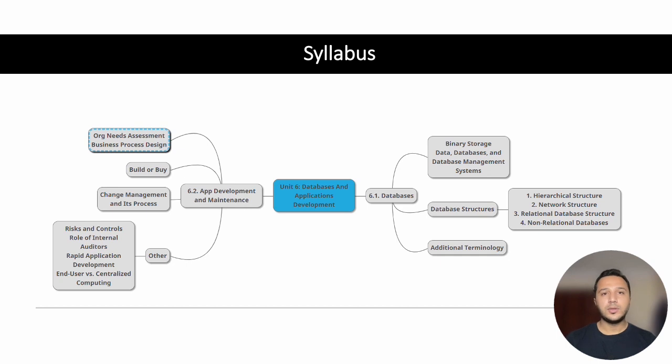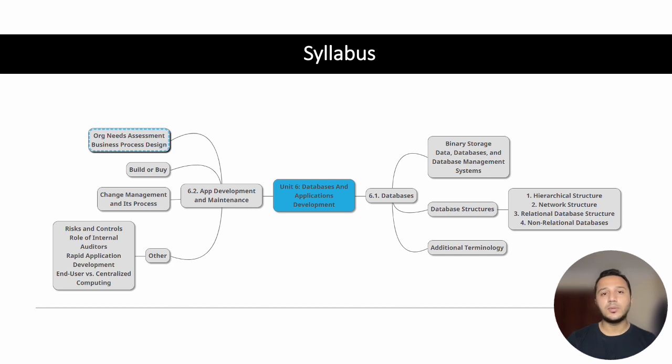So here we are with the entire syllabus of Unit 6. Unit 6 is divided basically into two or three components. The first part is about databases and the second part is about applications. Within databases, we will be discussing some of the key terminologies pertaining to databases, for example, what is data, what is a field, what is a bit and a byte. These are key terminologies we need to be aware of in order to understand what a database is.